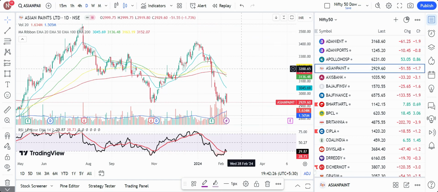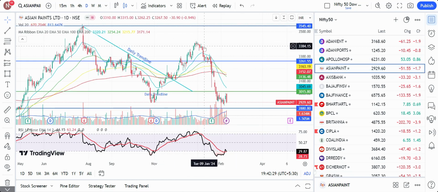Asian Paints. Asian Paints is going down. Remember, we are basically looking for swing trades, and you can take a swing trade on a 1 hour or a 4 hour time frame, or on the daily time frame, or if you go with a weekly time frame, then your trading time is going to be much longer.